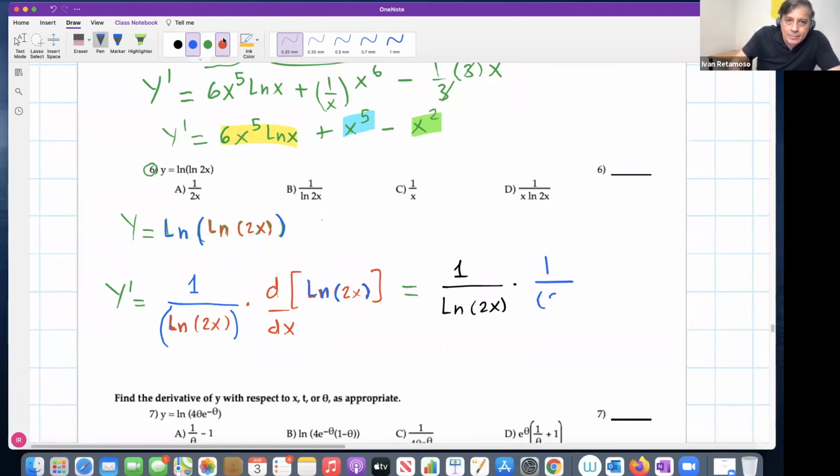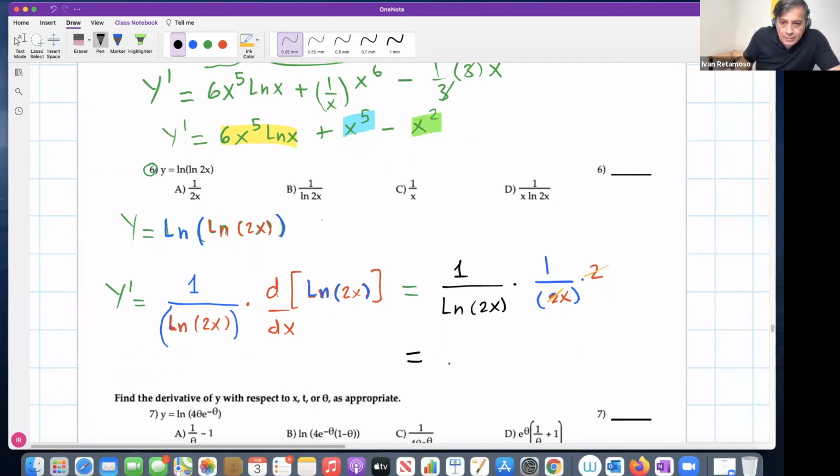Twice x here, 1 over twice x, the derivative of the outside function. And the derivative of the inside function is just 2, right? And as you can see, this number 2 cancels this number 2, disappears. So the final answer will be 1 over x multiplying this part, right? Which is, believe it or not, guys, it's just this.